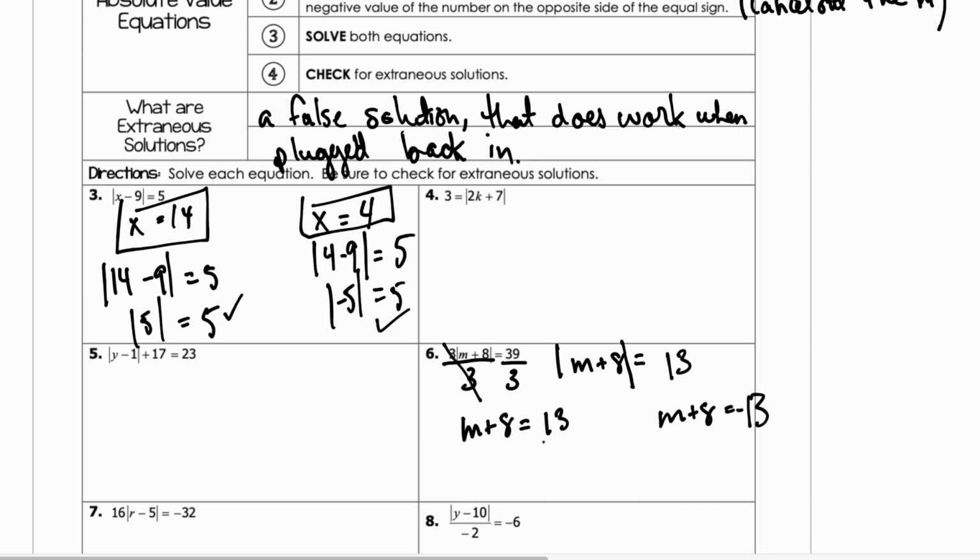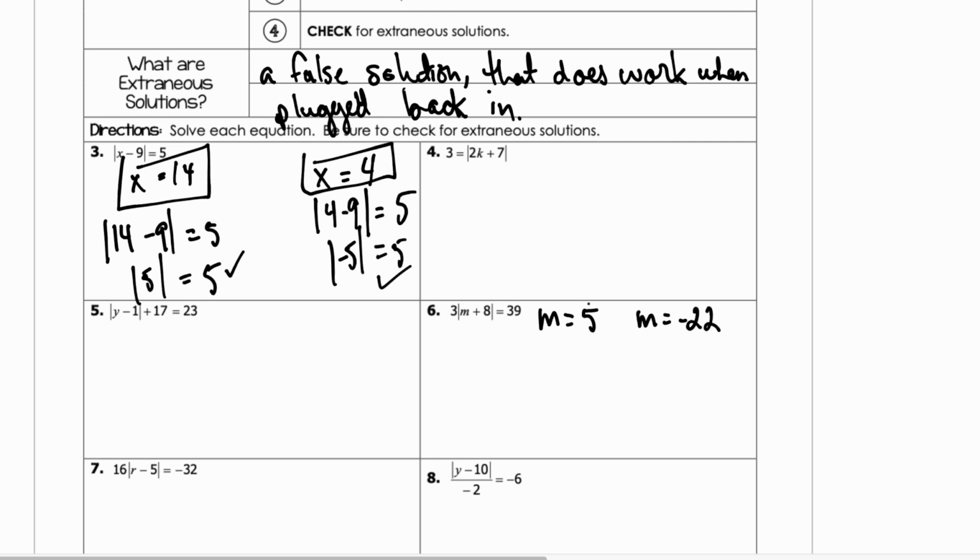Okay, so I'm going to subtract 8 from both sides. So now I have m equals 5. And then here I'm going to be subtracting. So now I have m equals negative 21. So let me go ahead and clean this up so that way we have room to check our answers.